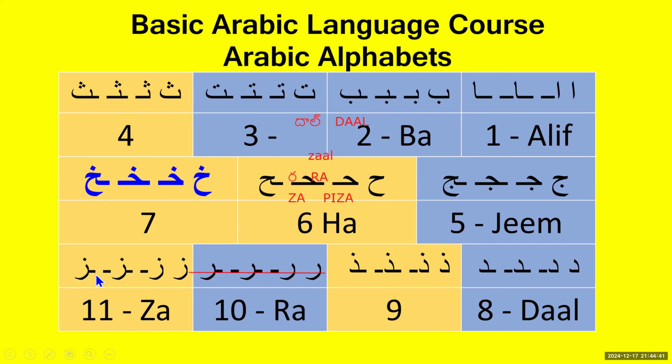Sometimes in Arabic people say this letter as zai, Z-A-I. Some people say zai, some people say za. In both cases it is the same. Dal, zal, ra, za or zai, in both cases the name is the same. So this is a simple explanation for all four letters of today's lesson. If you have any questions, please let me know. If you don't have questions, we will practice it.